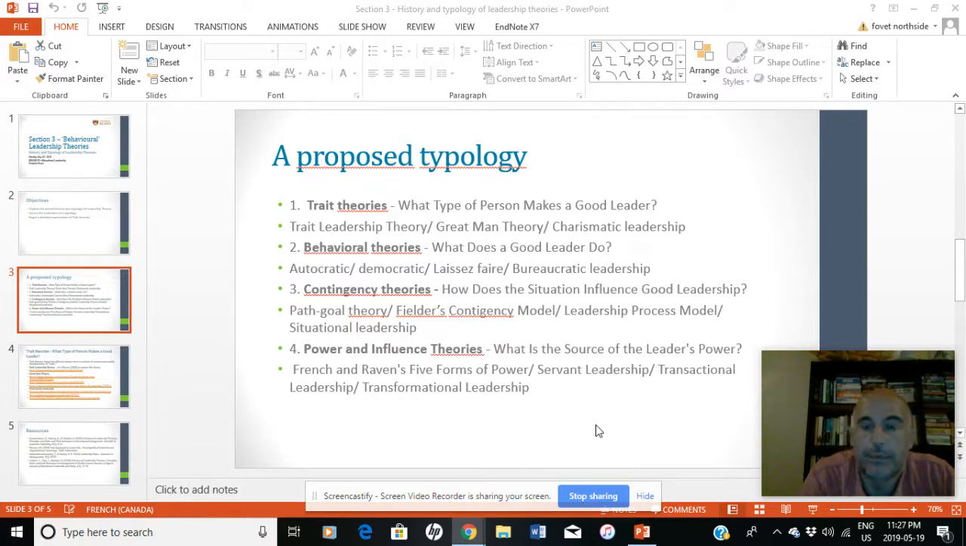Now, in the title, I talk about historical. It's not as though we start with trait theory and then we've linearly gone through the time and then moved on to behavioral theory, contingency theory, and power and influence theories. But certainly from the first one, trait theory is something you're going to see very prevalent in the 18th century and in history generally before that. And power and influence theories have become much more popular in the end of 20th century, beginning of 21st century.